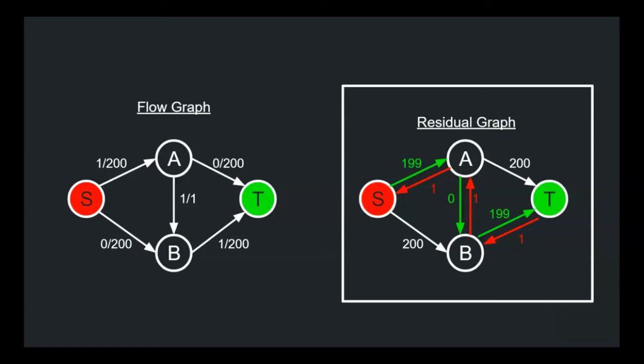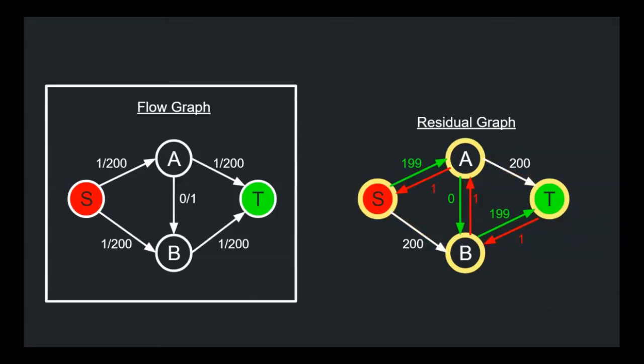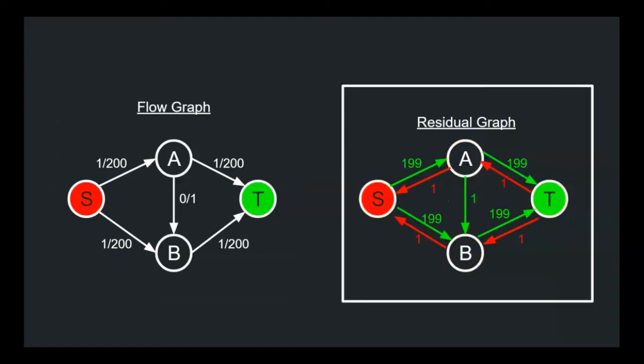Are there any more paths from S to T? Actually, we could pick SBAT because we can traverse the red arrows. In this case, what is the bottleneck of SBAT? 1. So we update the flow graph of SBAT and push a flow of 1 more unit of water. Then update the residual graph.